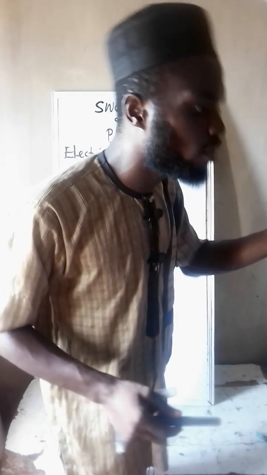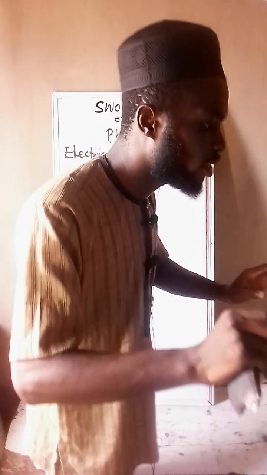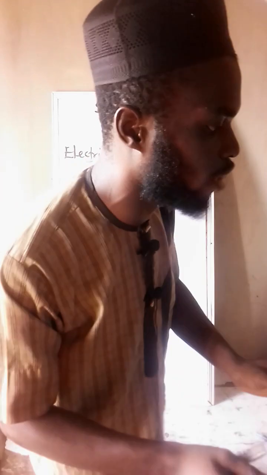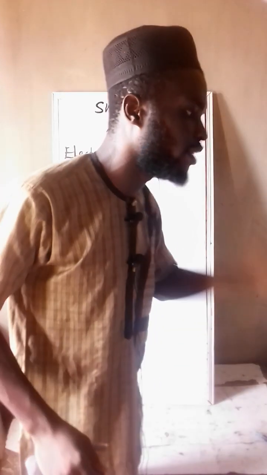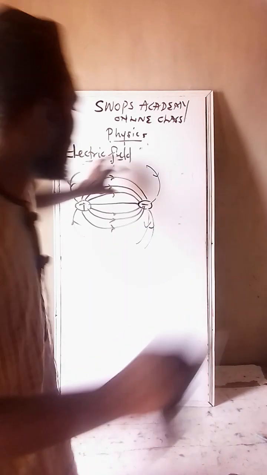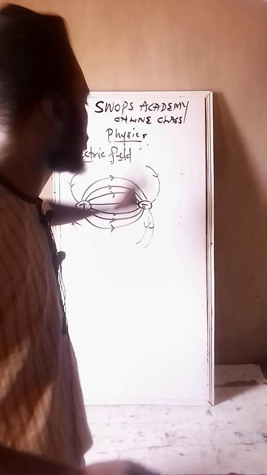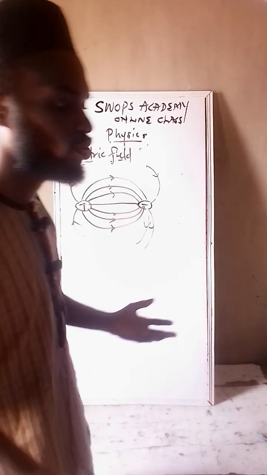So JAMB or WAEC could ask you, based on this definition: dash, or the strength of an electric field, is dash. A, electric field intensity; B, electric field; C, electric potential; D, electromotive force, and so on. What should come to your mind? The correct option is electric field intensity. Once you see strength there, the ability of this diagram, this particular experiment, to occur is what we know as electric field intensity.